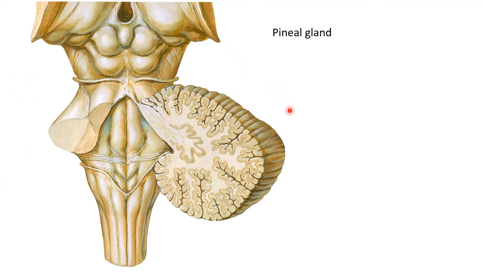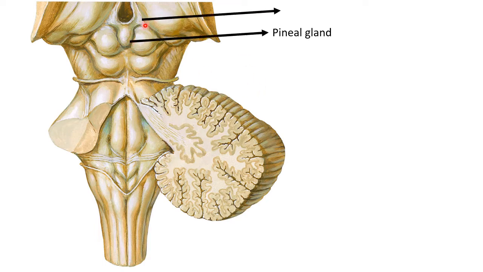I am showing a picture from the posterior view of the brainstem. Here you can identify the cerebellum, the medulla oblongata, the pons, and the midbrain. We are observing from the posterior view. We have removed one cerebellar peduncle here, and you can identify two pairs of projections, the superior colliculus and the inferior colliculus. Medial to the superior colliculus, you can identify the pineal gland.